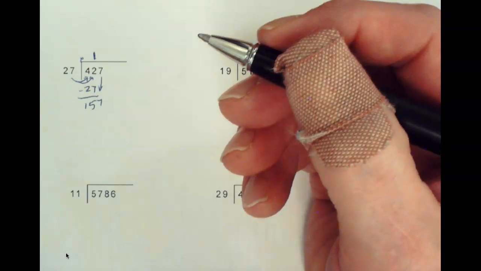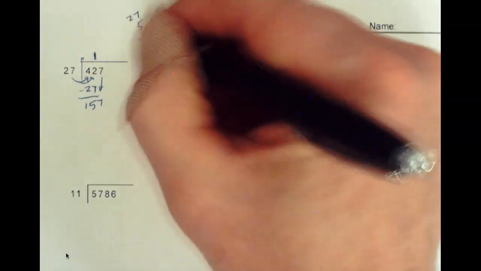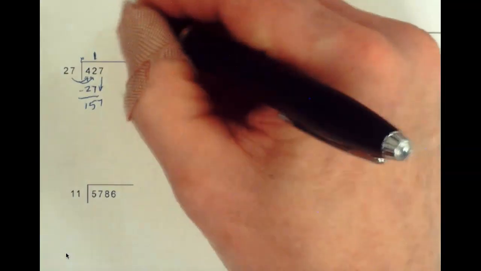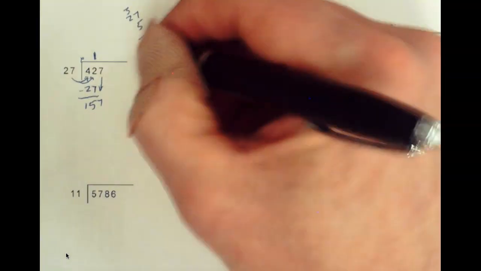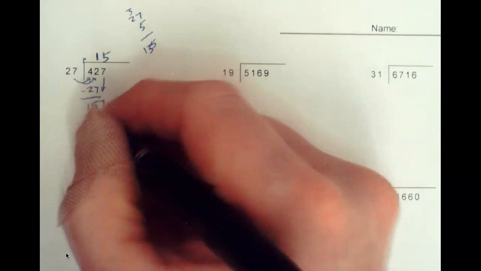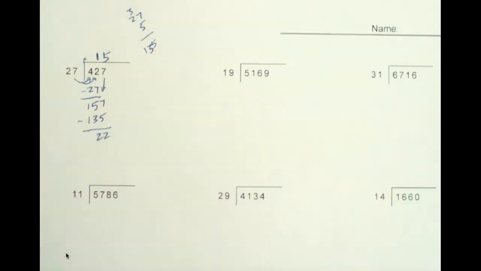I think it's 5. 5 times 27. 5 times 7 is 35. Carry the 3. 5 times 2 is 10. That's 135. Yep, that's close. So it'll go in there 5 times. 5 times 27 is 135. We subtract that out. 7 minus 5 is 2. 5 minus 3 is 2. We have a remainder of 22.